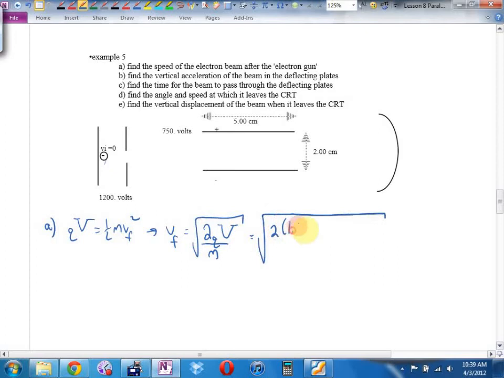Two times 1.6 times 10 to the negative 19. How many volts is it being accelerated by? Connor. How many volts is it being accelerated by? Yep. Divided by, oh, mass, electron. Connor, what's the mass of an electron? You got your sheet there? 9.11 times 10 to the what? Yeah. Negative? Yeah. How fast will this electron be traveling when it leaves the gun and starts heading for the back of the TV screen?